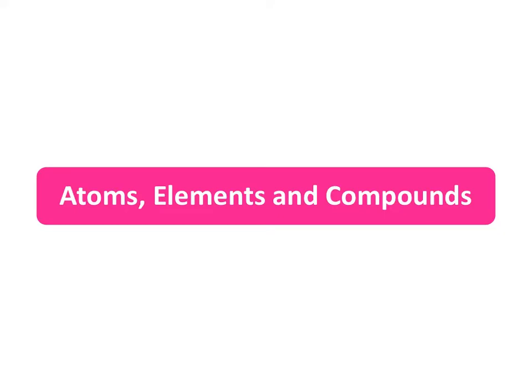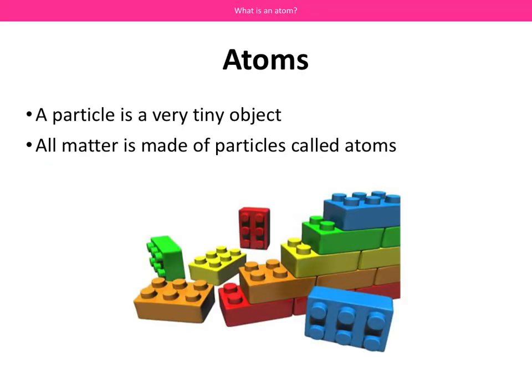Okay, so this topic, atoms, elements and compounds, sees us build on the particle model that we looked at earlier in the year. And hopefully straight away what it does is it raises the question, what is an atom? So an atom is a very, very tiny object, unbelievably tiny. You would have to have about 1 million atoms all lined up in a row to be about the width of a human hair. So they're incredibly tiny.